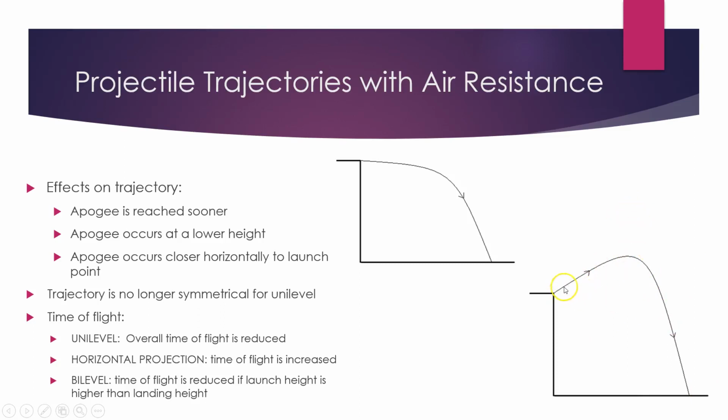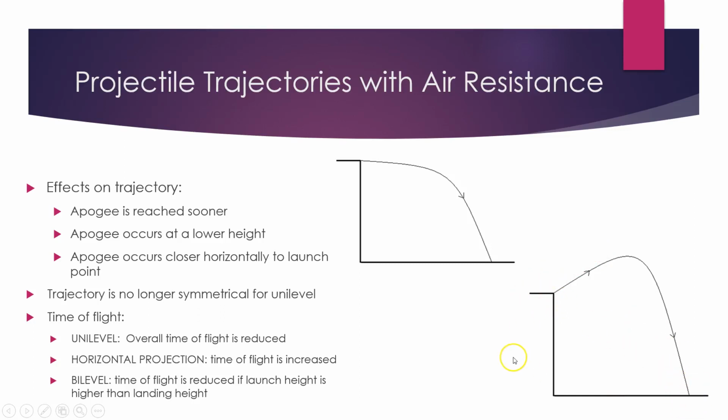We know that the time to reach the apogee is reduced with air resistance on the upwards path, but then the time to fall from the apogee down to the ground is increased because of the way air resistance acts. So what that's going to mean in most cases is, because you've got more downwards motion than upwards motion, that'll generally lead to an increased time of flight for bi-level projection if you're launching higher than your landing.